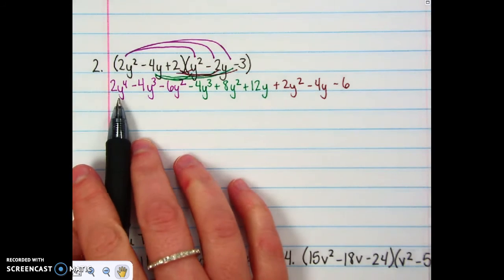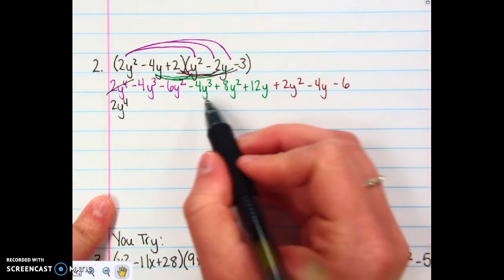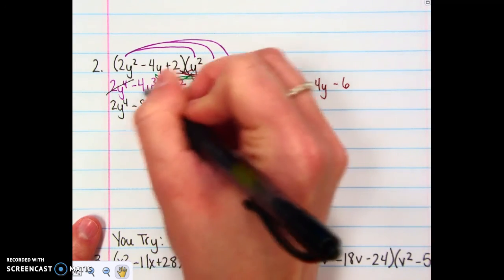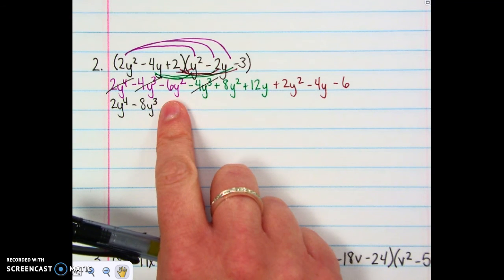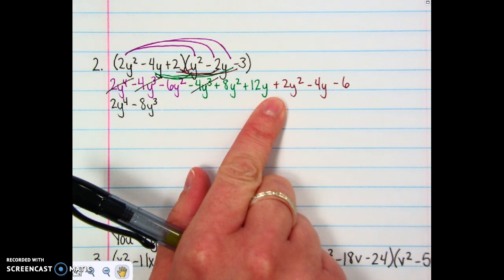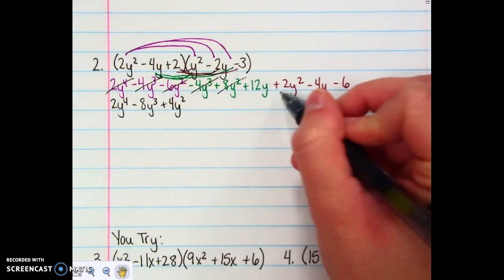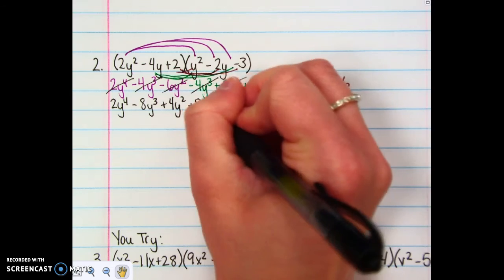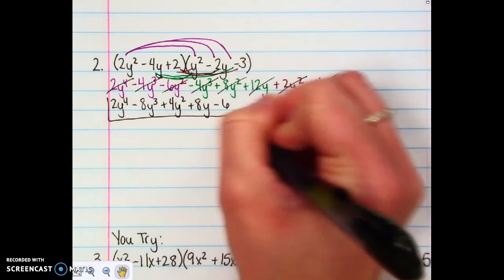Highest degree is 4, and it doesn't have anything to go with it, so that just stays as 2y to the 4th. Looking at these 2 here, that's going to be negative 8y cubed. Looking at the y squared ones, I have negative 6, positive 8, and positive 2. And that is 4y squared. Looking at the y's, I have 12 minus 4, so that's 8y minus 6. There's the answer.